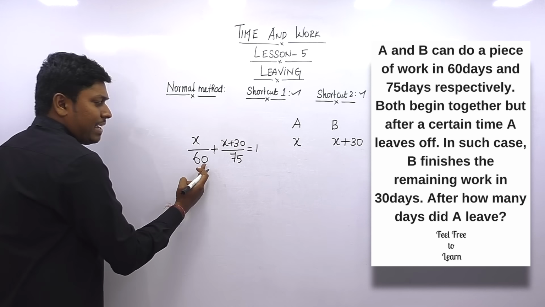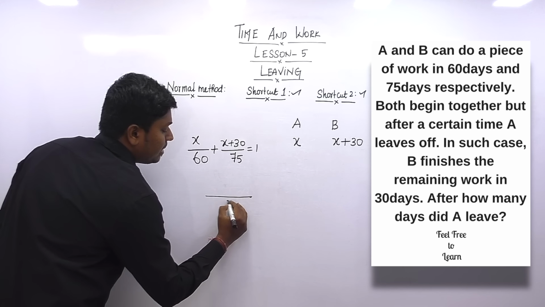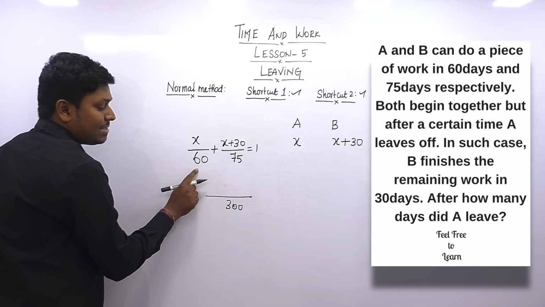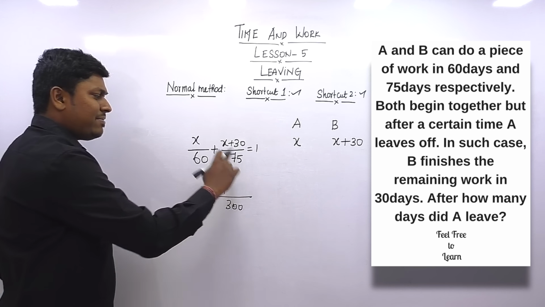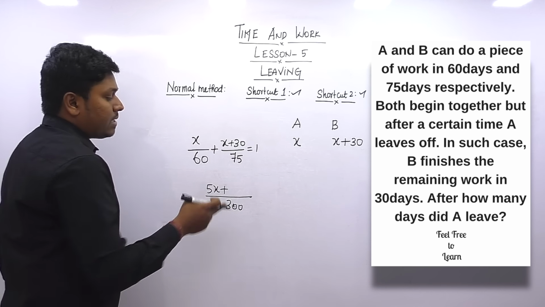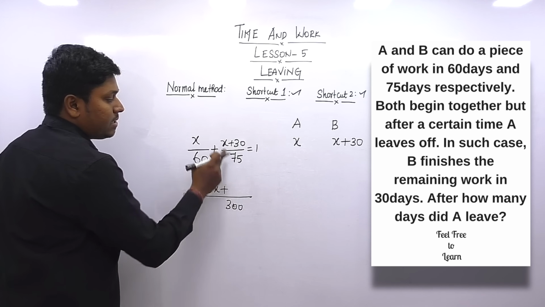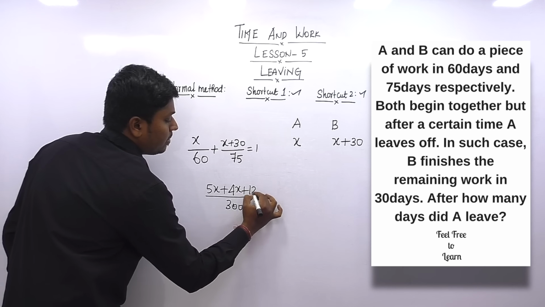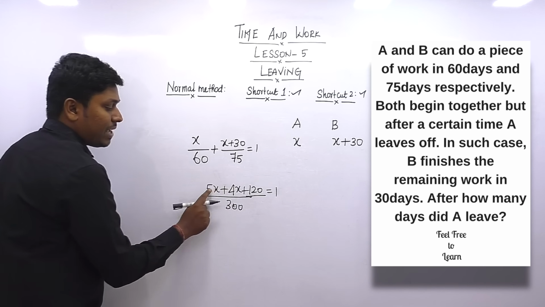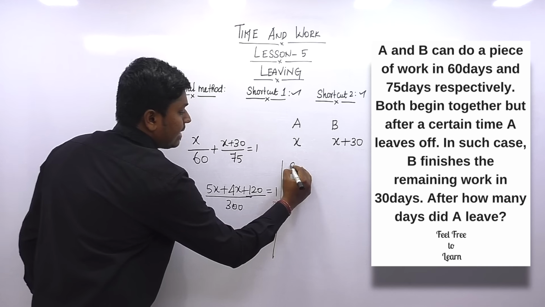So now I think we can take 60, 75, LCM will be 300. 60s are 5, so 5x. 75 into 4 will be 300, so 4x. When you multiply 30 into 4, it will be 120. So 5x plus 4x will be 9x.